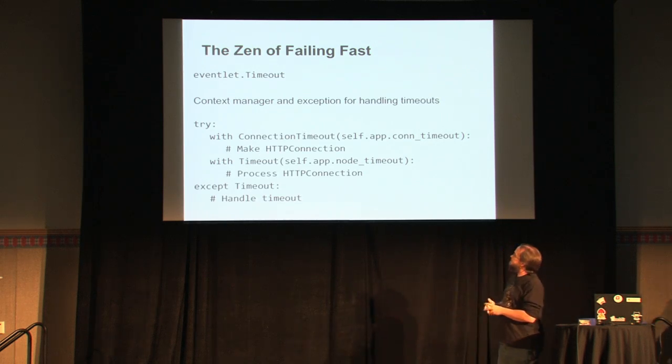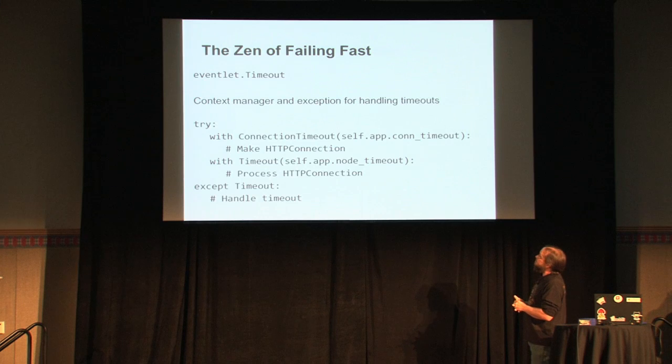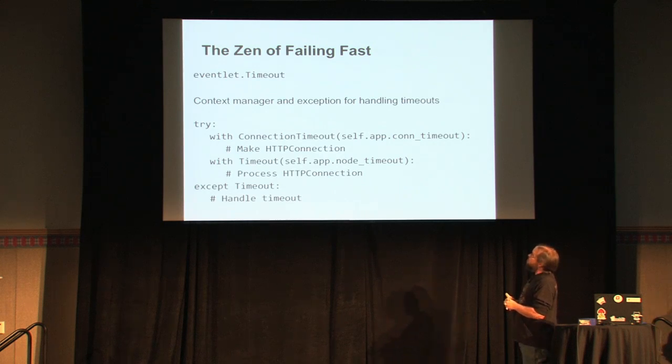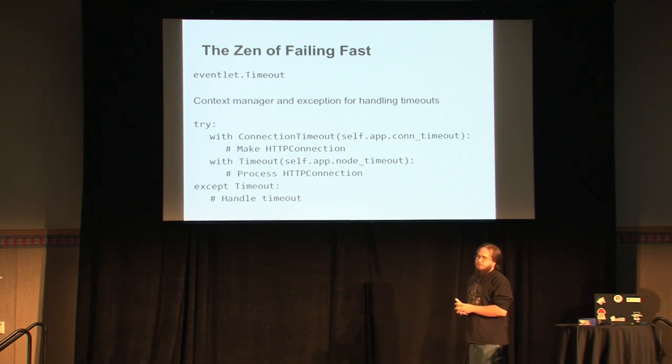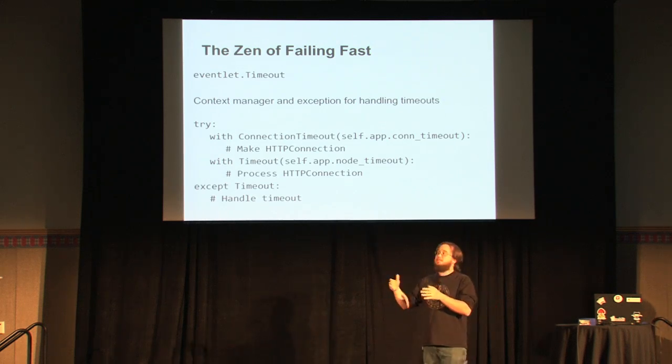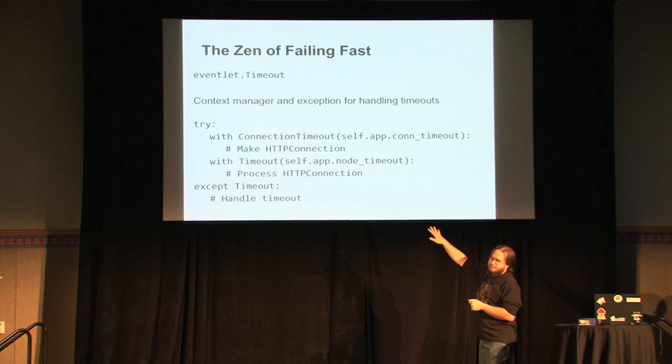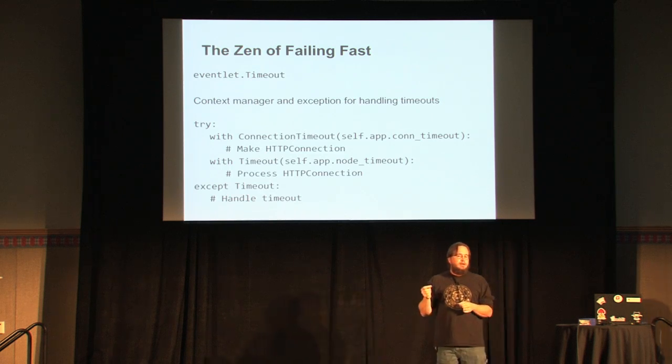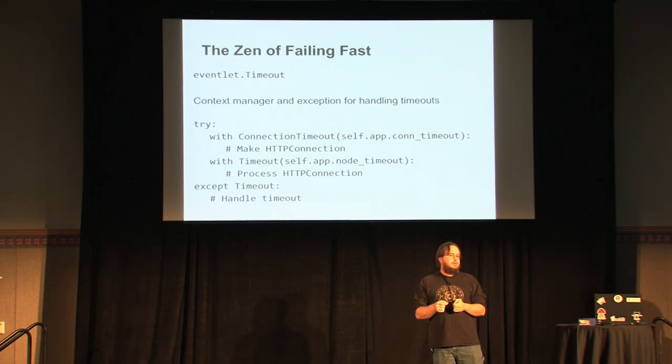So, for example, this is something that I just pulled out of, I think, the proxy server, so it might be a little bit confusing. But what it gives you is a nice little context manager. So you can say with timeout, some amount of time. Up in here, ConnectionTimeout in Swift is actually just a subclass of Timeout so that we can differentiate between connection timeouts and regular timeouts.